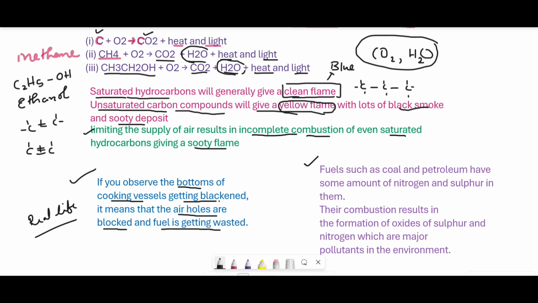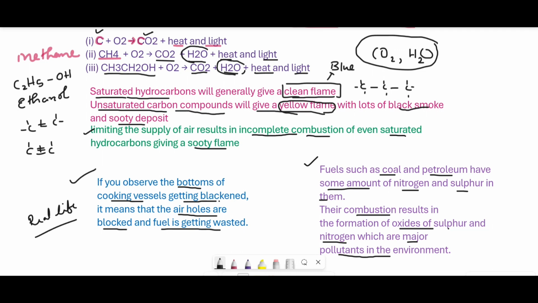Now this is an extra point which you have to note: fuels such as coal and petroleum have some amount of nitrogen and sulfur in them. So when these compounds undergo the combustion reaction, it results in the formation of oxides of sulfur and nitrogen, and they are the major pollutants in the environment.